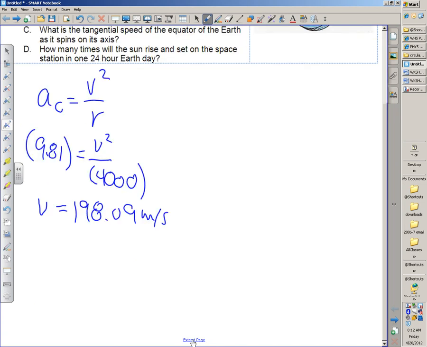So did we get somewhere around here? Yeah. And then if we're going to sig dig that. Okay. So, in order for that space station to experience an acceleration equal to our acceleration here on Earth, it has to spin at 198 meters per second, which is pretty fast. Yeah, exactly.